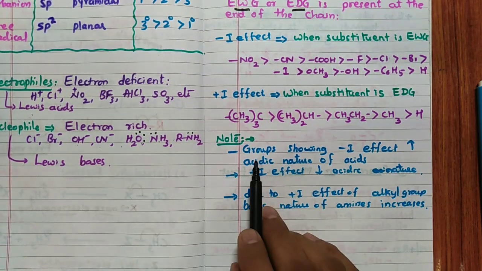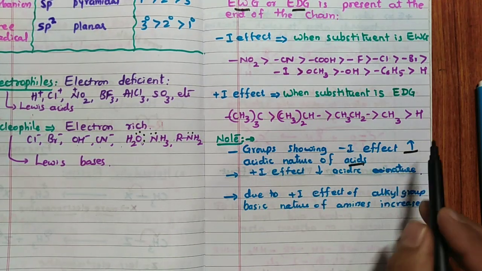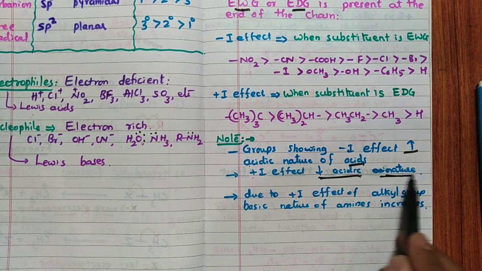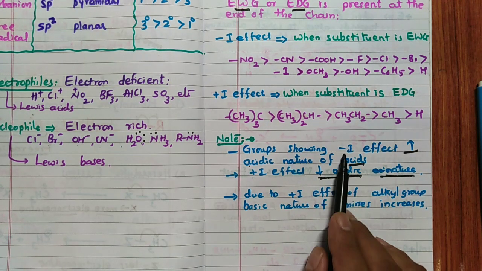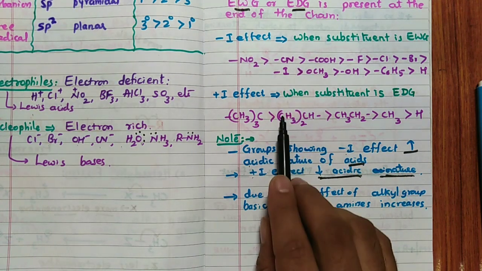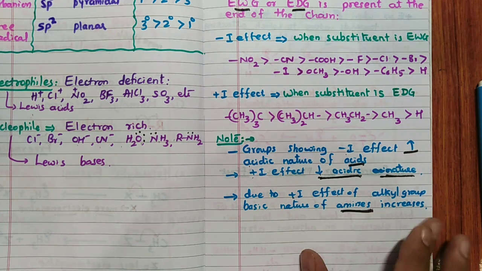So what can you understand from inductive effect? Groups showing minus I effect increase the acidic nature of alcohols. Remember, plus I effect decreases the acidic nature, mainly of carboxylic acids. If minus I effect groups are present, acidic nature will be more. If plus I effect groups are present, acidic nature will be less. It is the reverse in the case of amines, remember electron donating capacity, right? So with plus I effect alkyl groups, basic nature increases. Remember, tertiary more than secondary more than primary, like that in the case of amines.